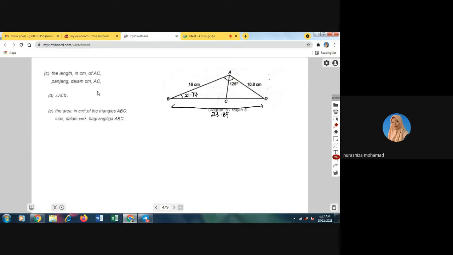Okay, now the question asks us to find the length of AC. If we want to find the length of AC, it means that we need to use the small triangle. Either we use the triangle ABC or the triangle ADC. Okay, as I can see here, triangle ABC has more information compared to triangle ACD. So we make use of the triangle ABC. Okay, so I redraw the triangle ABC.